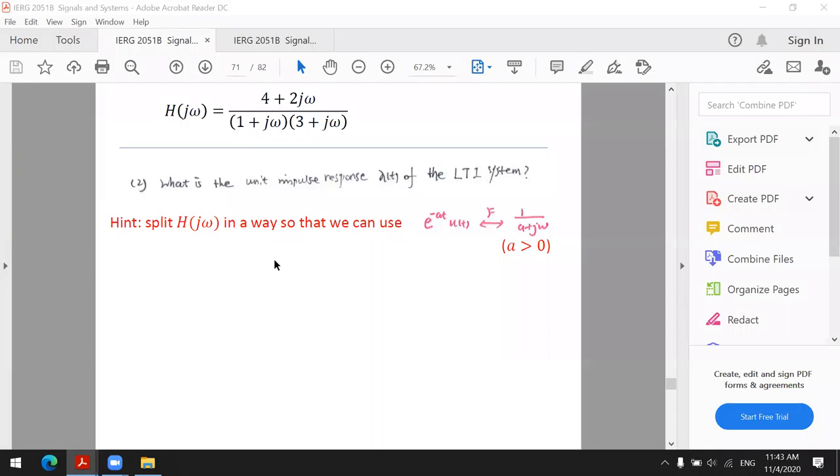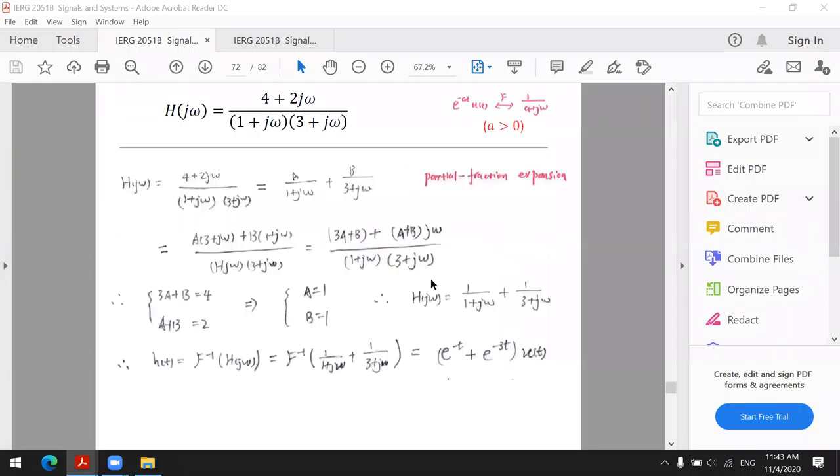Okay, let's look at how to solve a problem like this. So as I said, what we want is to split capital H as something divided by 1 plus j omega plus something divided by 3 plus j omega. But we don't know the coefficients for each of these two terms. We denote them by a and b respectively. And next, we want to solve for a and b.